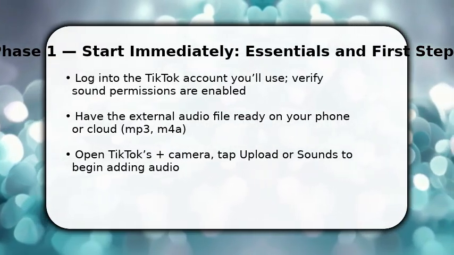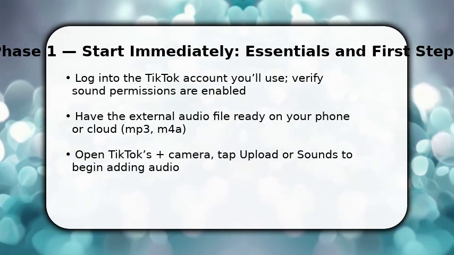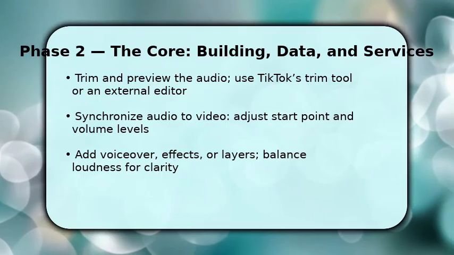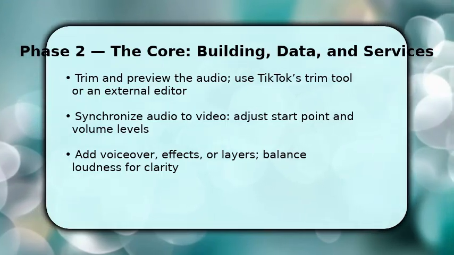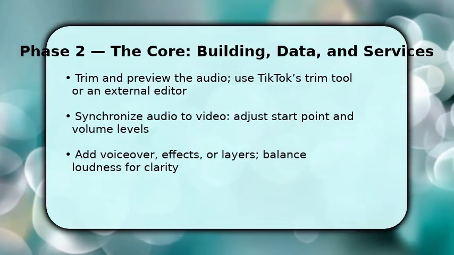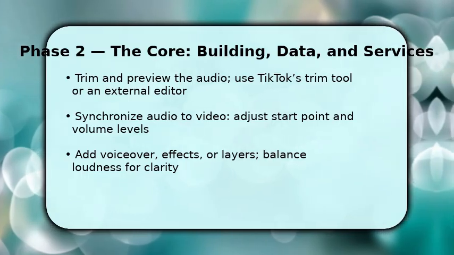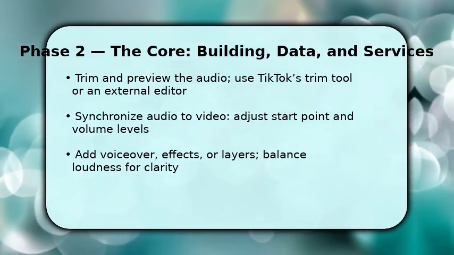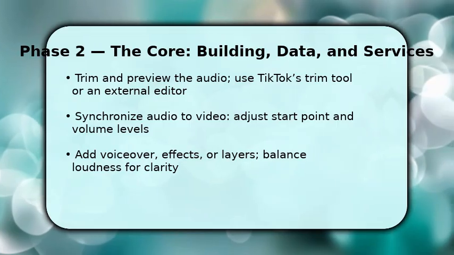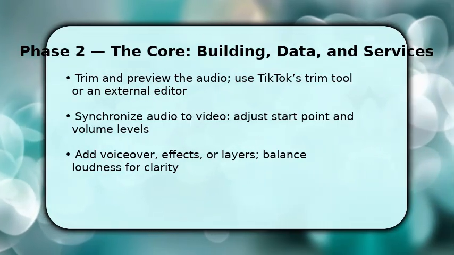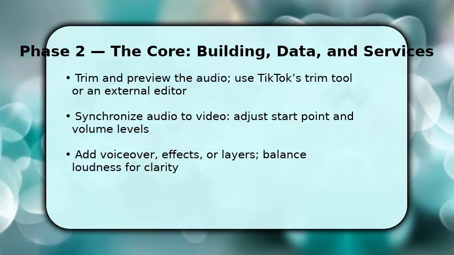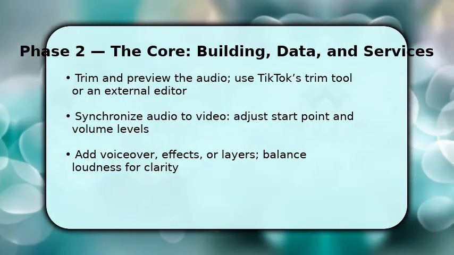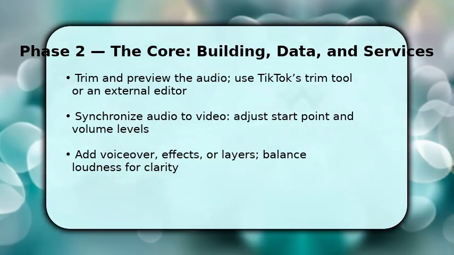Once the audio is imported, preview and trim so the clip starts exactly where you want it. Use TikTok's trim handles or a quick external editor if precision is needed. Then place the audio under your video timeline, drag the start point to sync beats or dialogue. Adjust the clip volume versus original video sound and add voiceover or effects if desired. This helps maintain clarity and prevents audio masking.